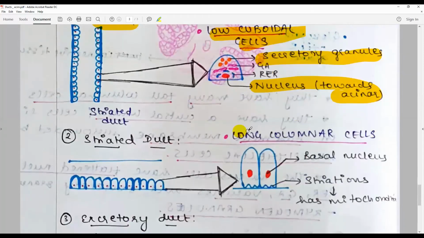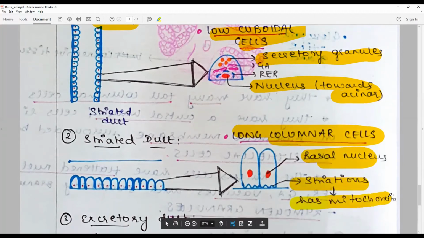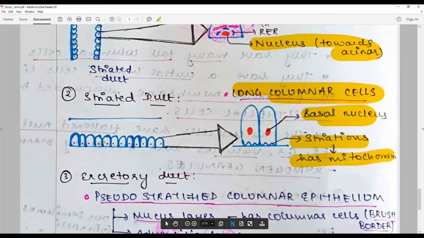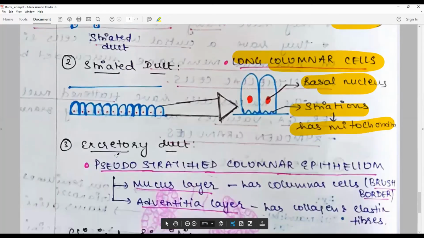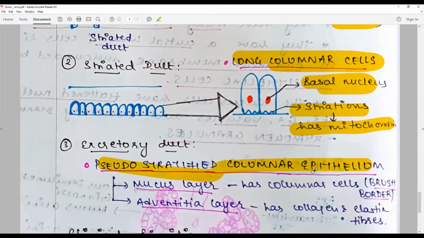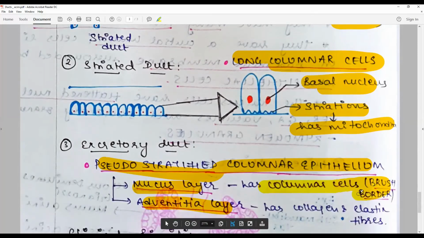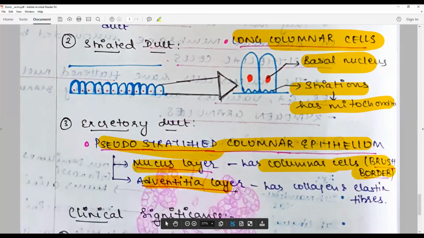Striated duct. They are tall columnar cells with a basal nucleus and striations, which are made up of nothing but a lot of mitochondria. Excretory duct. They are often pseudostratified columnar epithelium towards the excretory area. It has a mucous layer and then an adventitious layer. The mucous layer has columnar cells with brush borders facilitating movement, whereas the adventitious layer is made up of collagen fibers.